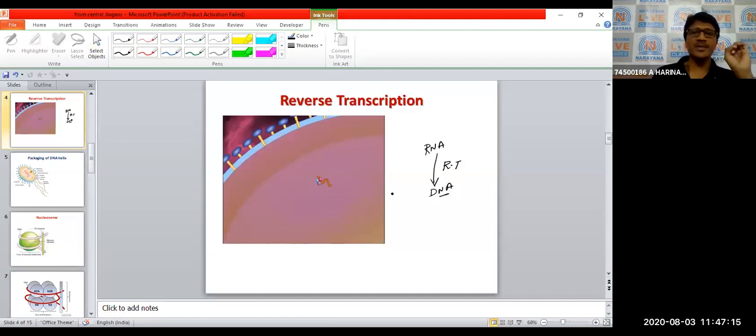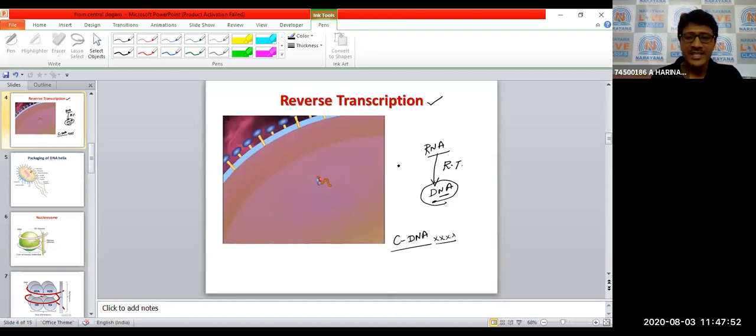So this is a very important bit. Synthesis of DNA from RNA we call reverse transcription. This DNA that is synthesized from RNA is also known as cDNA, complementary DNA. Maximum in the examination they will give this cDNA. So whatever DNA is synthesized from RNA through reverse transcription we call cDNA, complementary DNA.